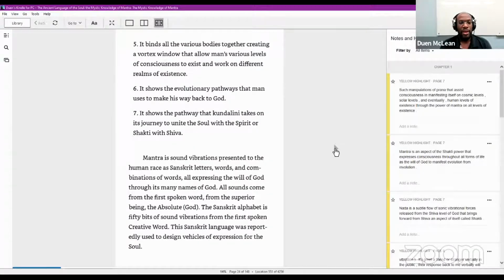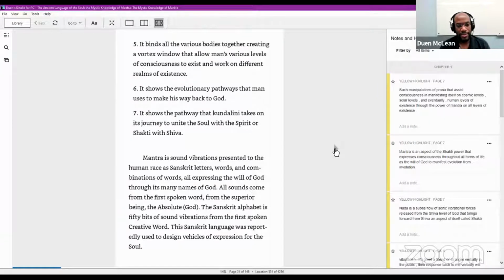5, it binds all the various bodies together, creating a vortex window that allows man's various levels of consciousness to exist and work on different realms of existence. 6, it shows the evolutionary pathways that man uses to make his way back to God. 7, it shows the pathway that Kundalini takes on its journey to unite the soul with the spirit or Shakti of Shiva.